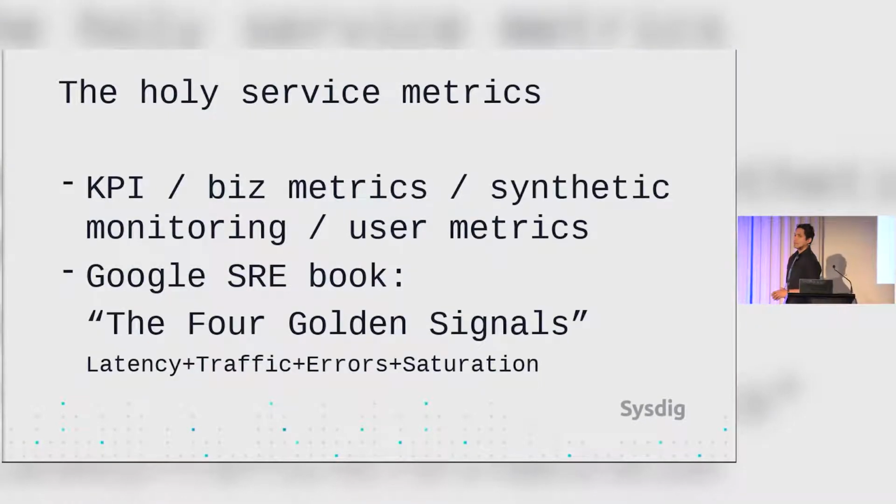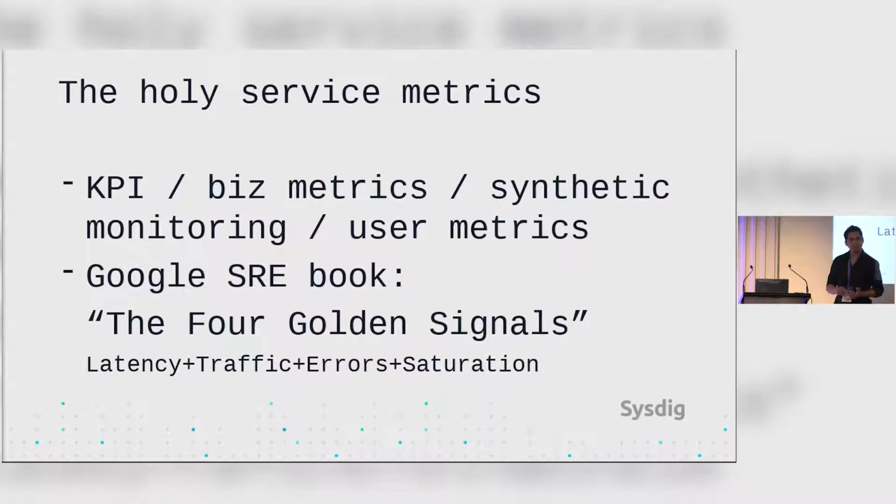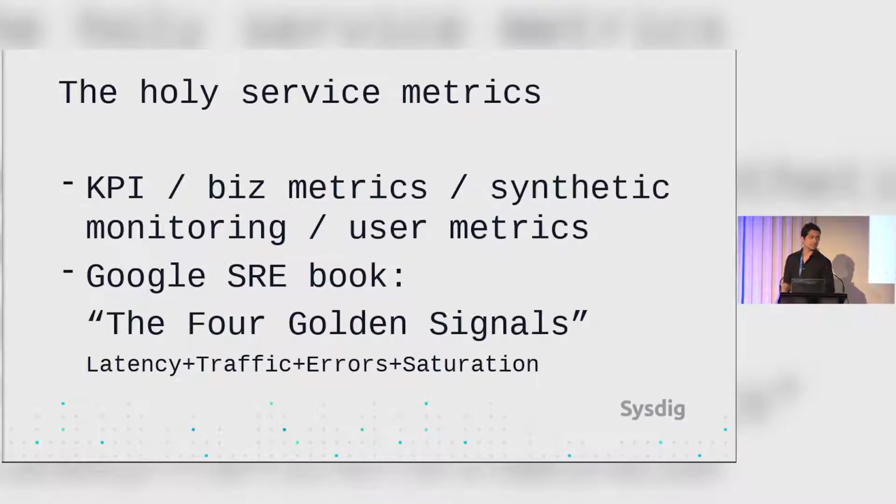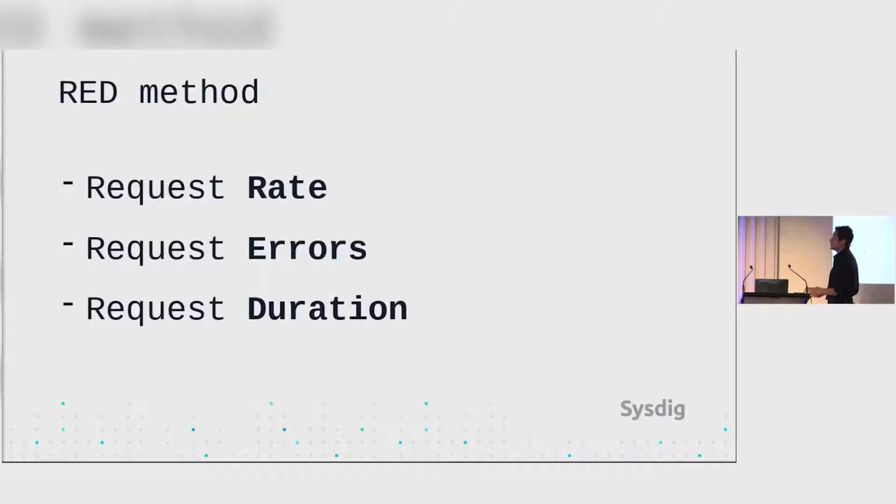So let's start with the applications. We have something we call the Holy Service Metrics that also, if you have read the Google SRE book, they talk about the golden signals, which is latency, traffic, error, and saturation. And why those are important? Because they tell you about your application performance. They tell you when to set alerting and how to troubleshoot when it's time to do so. In a simple way, we can summarize these as request rate, request errors, and duration.